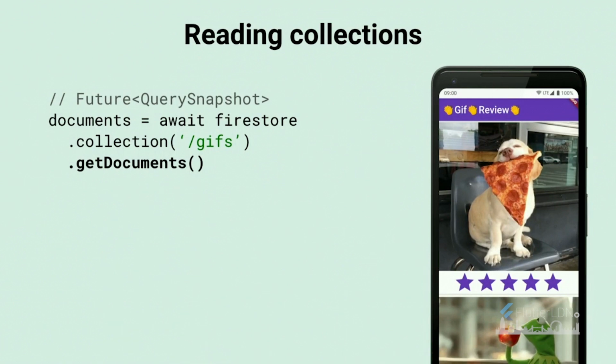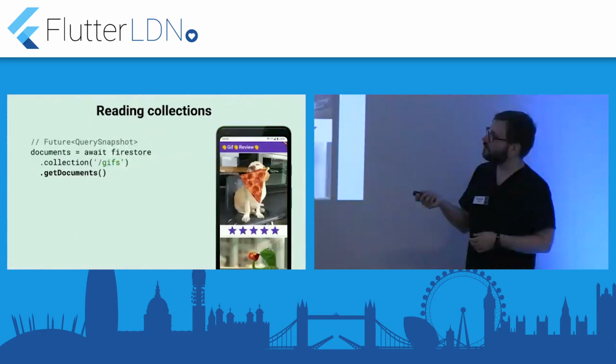That was for single documents. So let's see how we can read collections of documents. Here, when we start the app, we get the collection of GIFs. So for that, what I will have to do is to get the collection. I just have the path here so you can see it. And then I call getDocuments.